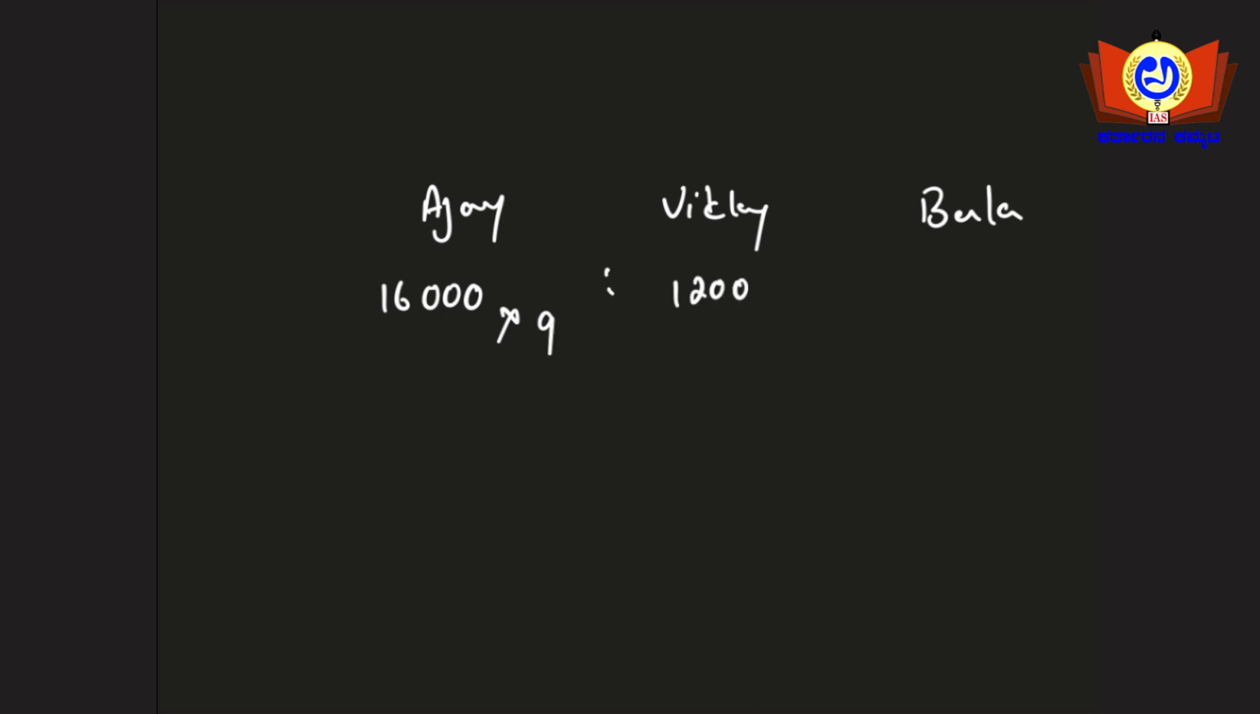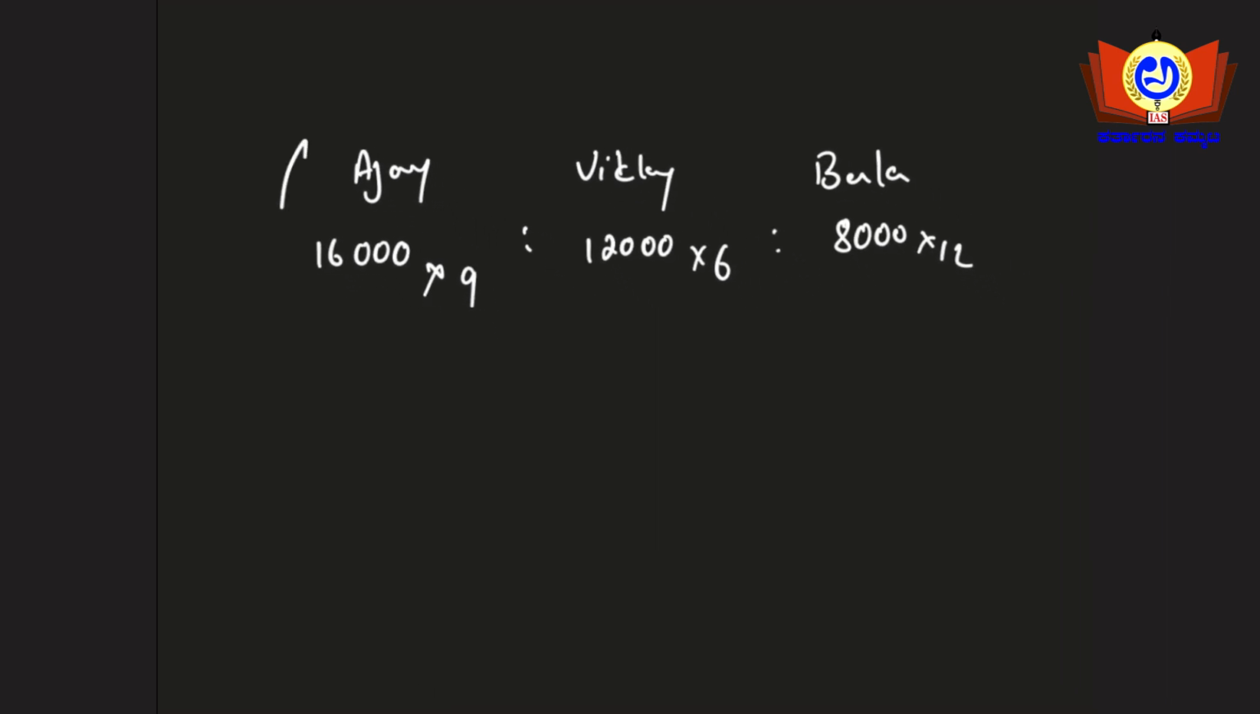A simple problem, guys. The given data is Ajay, Vicky and Bala, 3 people involved in a business. Okay, what is the share of Ajay here? 16,000. And for how many months is he investing? For 9 months. Okay, and Vicky's share will be 12,000, for 6 months. And Bala's share is 8,000, for 12 months. Okay, this is the given data here.